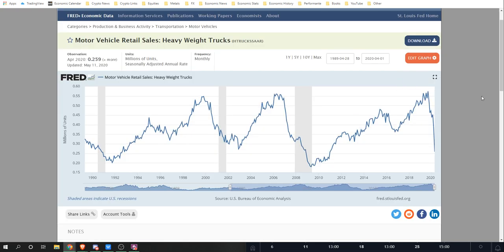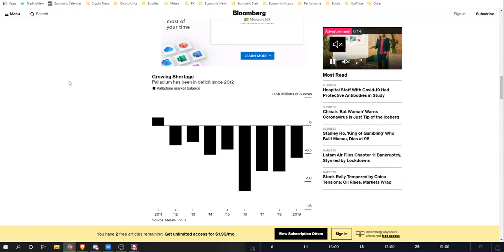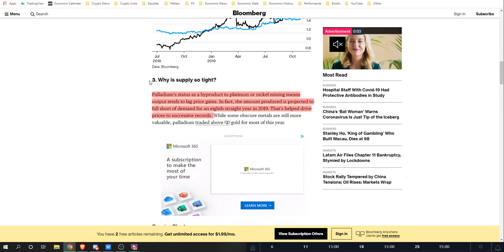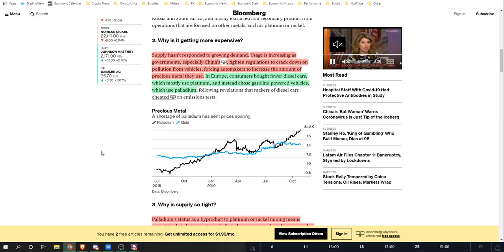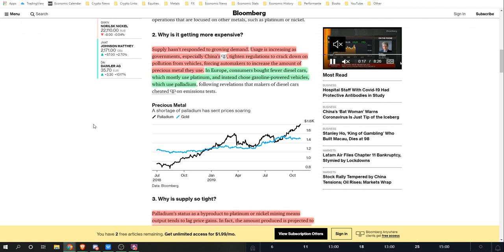All right, now this I think is a really important chart, but I think what's even more important is this. This is going to show you on a chart the deficit of the supply of palladium since 2011, and we can see why the supply is so tight, and we can see it's even outbeating gold. And let's just quickly read about this. Why is palladium getting more expensive? Supply hasn't responded to growing demand. Usage is increasing as governments, especially China, tighten regulations to crack down on pollution from vehicles, forcing automakers to increase the amount of precious metals they use.